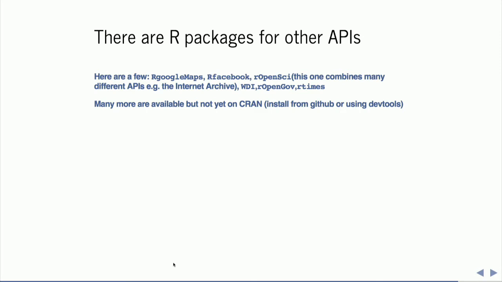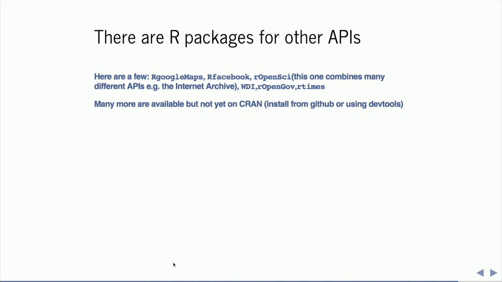So we've gone over examples with Twitter and Facebook. I just want to point out there are packages, and if Python's your thing, there are many Python modules for working with APIs as well. Here's a few popular ones: R Google Maps, R Facebook. rOpenSci has a list of really great different APIs, including, for example, the Internet Archive.